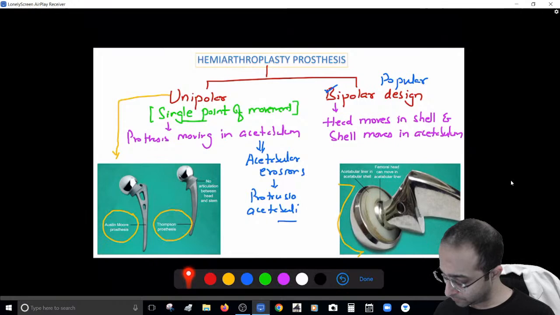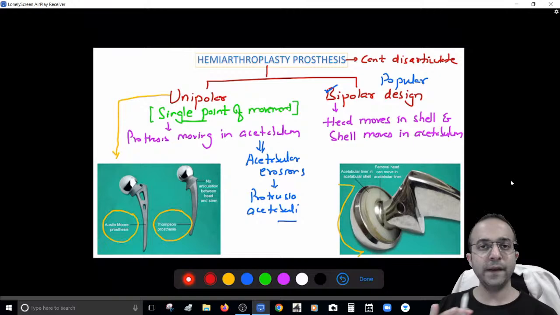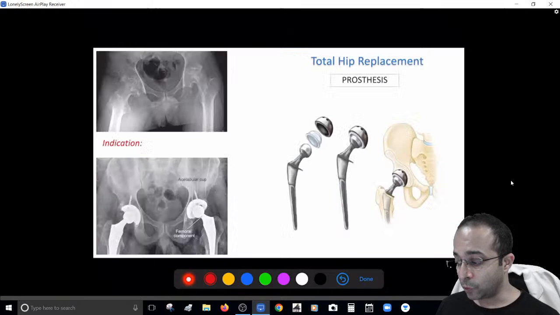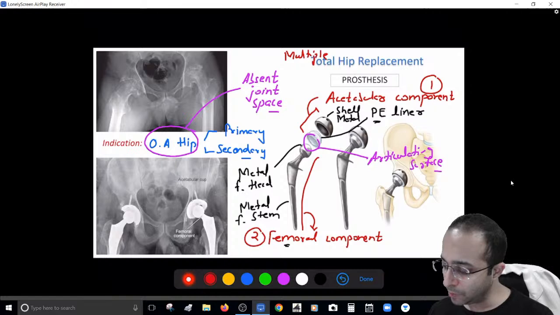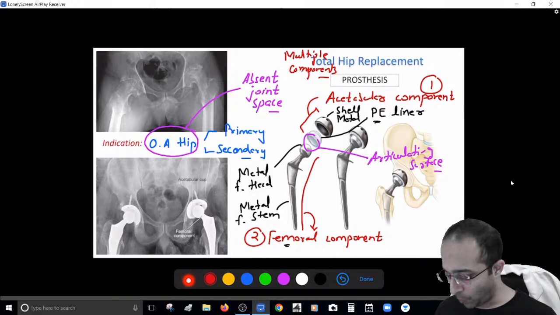So golden thing: a hemiarthroplasty prosthesis can't disarticulate. They are just single pieces. You have to put them as it is in the body. But a total hip replacement prosthesis, you've clearly seen, has multiple components. Femoral component, acetabular component. The acetabular component is the shell and the liner, and then the femoral component has a head and a stem.